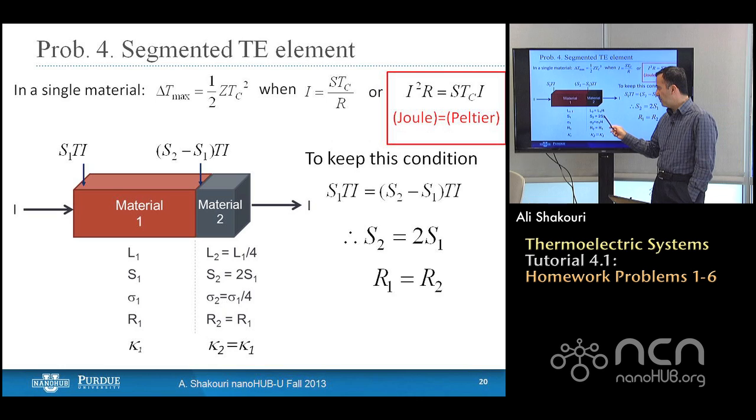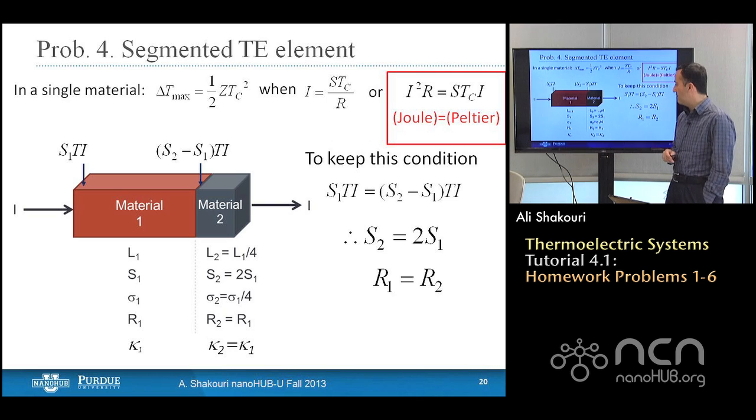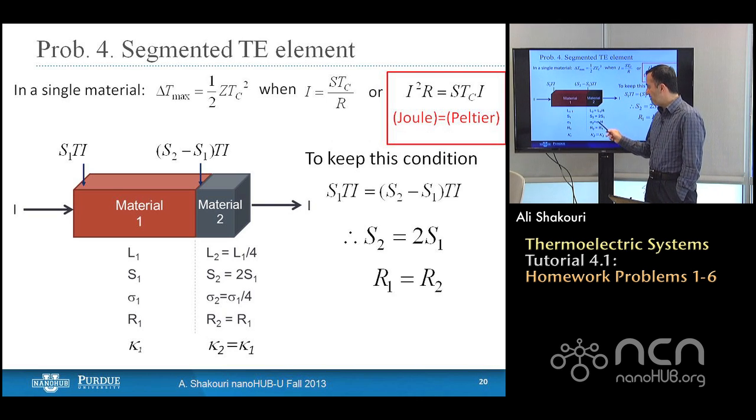If S2 becomes twice S1, but sigma 2, the conductivity of that layer, is 1/4 of sigma 1, still S2 squared sigma 2, the power factor of the second leg, is the same as S1 squared times sigma 1, the power factor of the first leg. But I made the second leg a quarter shorter so that the two resistances are the same.